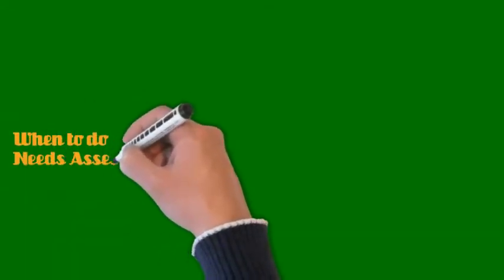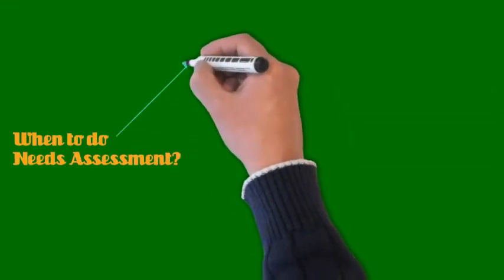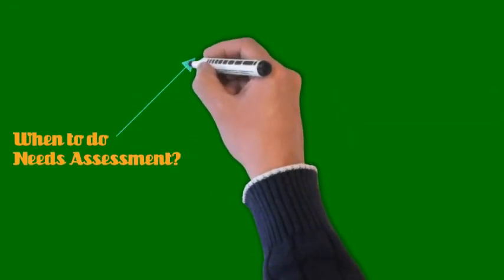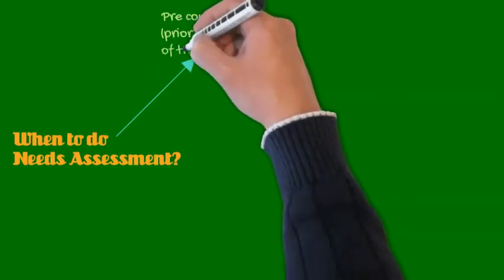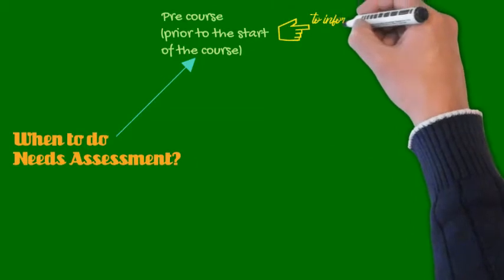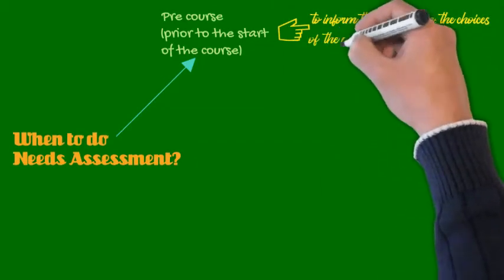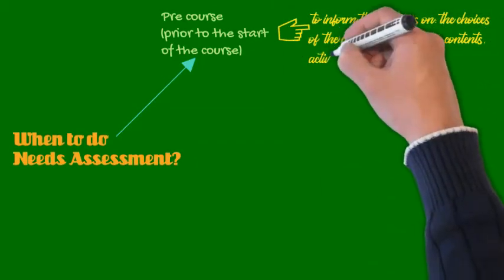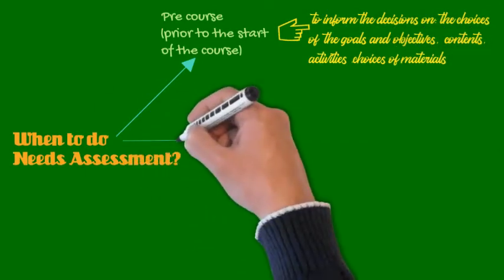Then we have to decide when to do need assessment. It can be done three times. The first, pre-course or prior to the start of the course. It is to inform the decision on the choices of the goal and objective, content, activities, and choices of material.